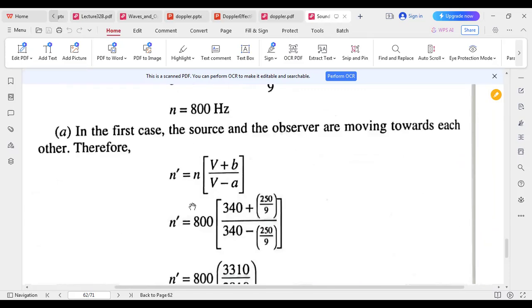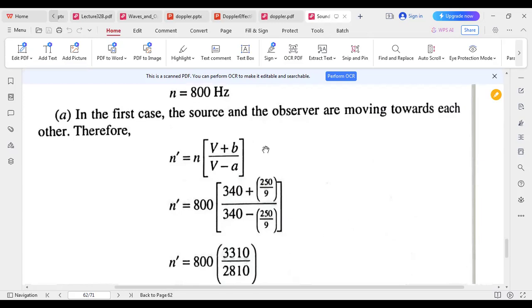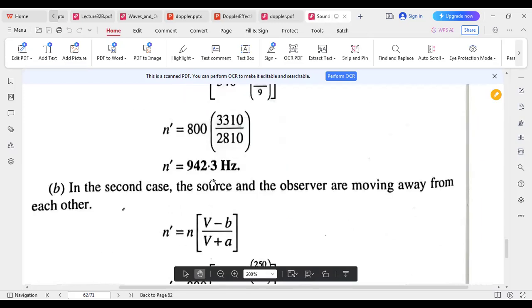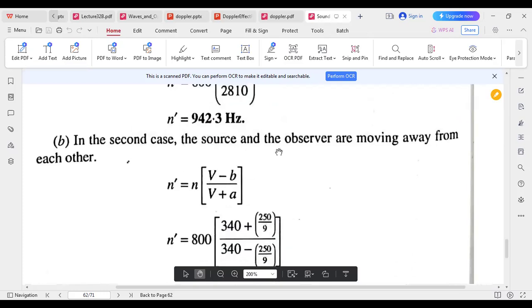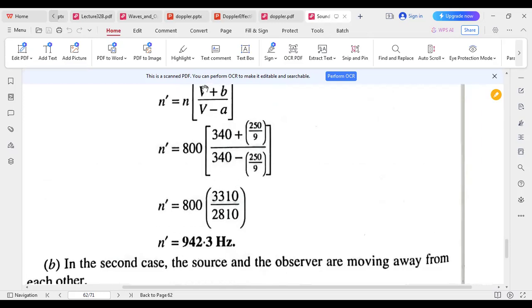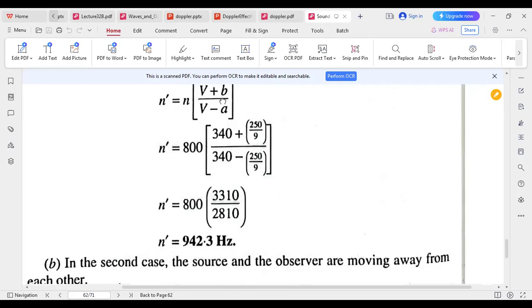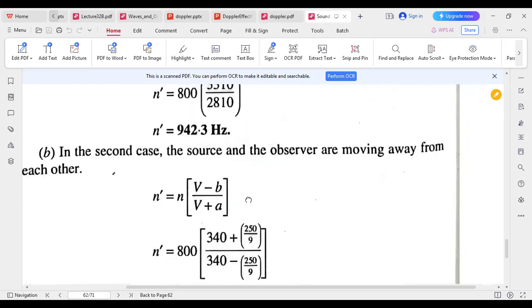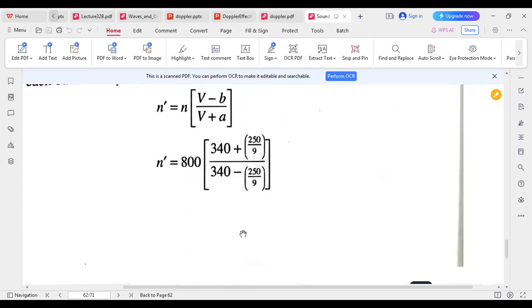In the first case, the source and the observer are moving towards each other. Therefore, n dash equals n, where n means frequency here, into b plus b divided by b minus a. Putting all the values here, we get this. In the second case, the source and observer are moving away from each other, just the opposite of this equation. Here it was plus minus, but we have to use minus plus, just opposite. Putting all the values, we get the result.